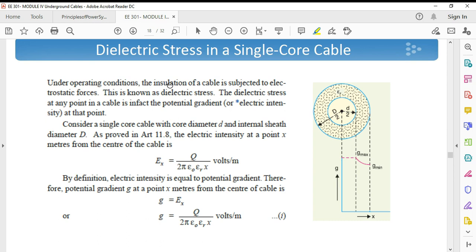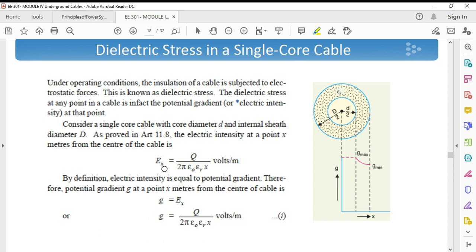Now we can see dielectric stress in single core cable. Under operating conditions, the insulation of the cable is subjected to electrostatic forces. This force is called dielectric stress on the insulation. Dielectric stress at any point in a cable is actually the potential gradient or electric intensity at that point.